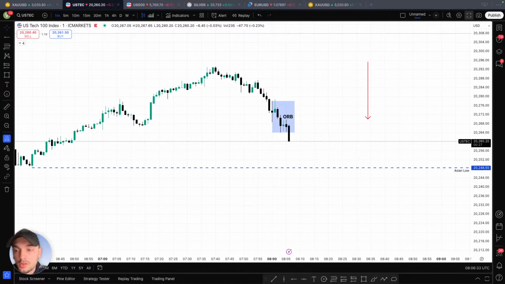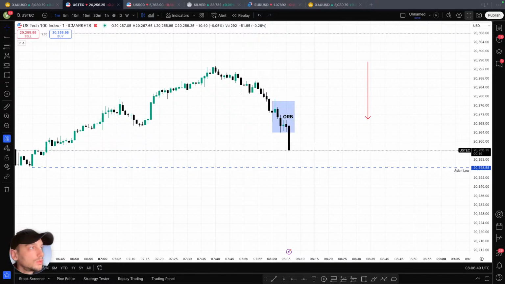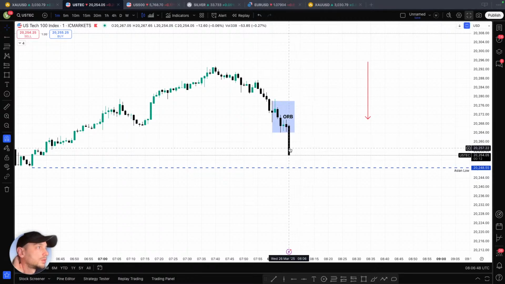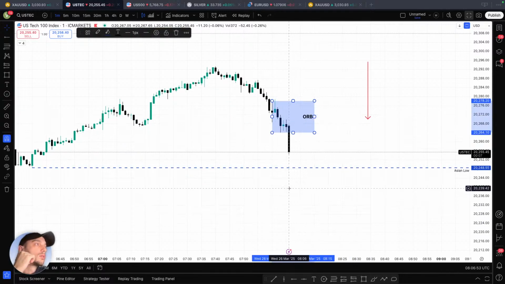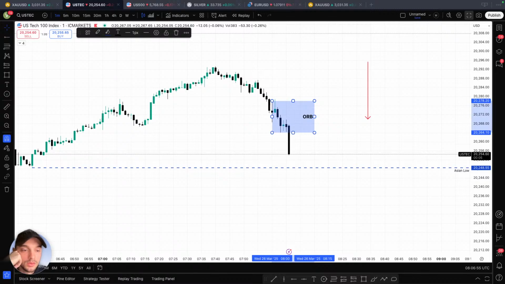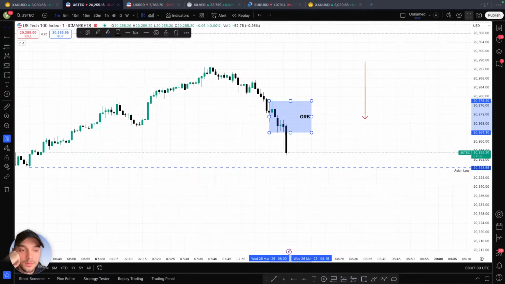Now your stop loss just above the ORB. Make sure you leave some space for slippage and for... Oh, that's a big push. That's a big push. Now, pushes like this, we don't like. But we can still try this one. Okay, I'm in on gold. On the Nasdaq, sorry.